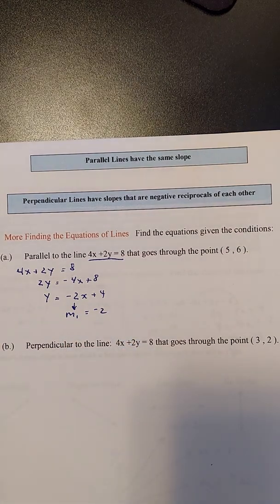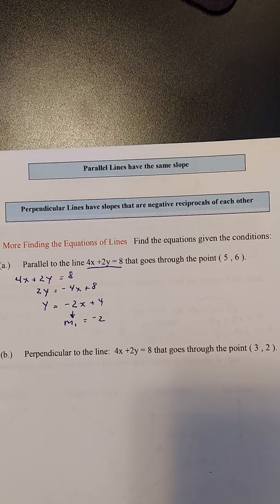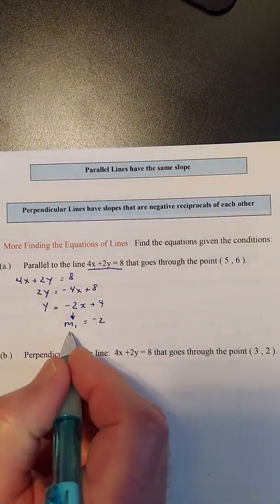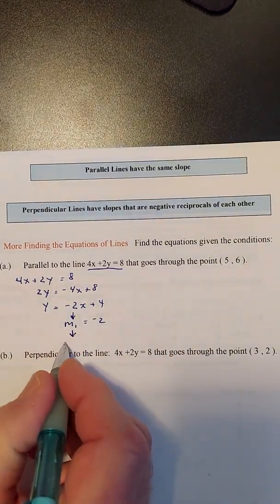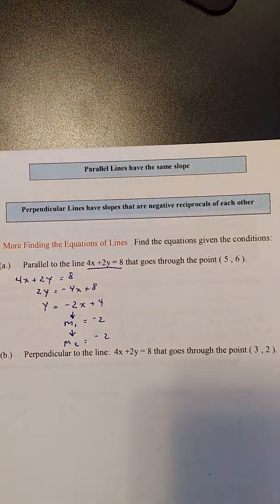So remember, you're given one line, this line here, and we're finding the equation of the other. The slope of this first line is negative 2. What's the slope of the other line going to be? Well, since it's parallel, it'd be the same. So I'm going to say M2 is equal to negative 2, because those have to be the same.